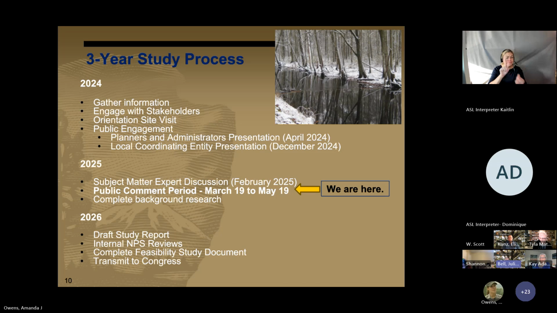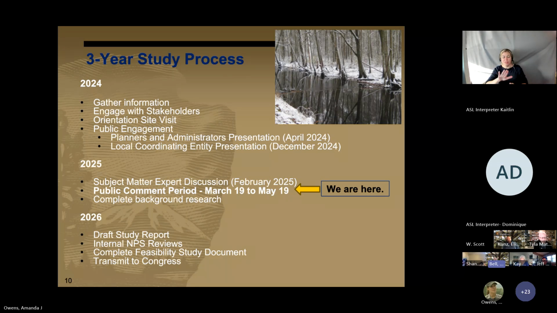And then we also reached out to potential coordinating entities, those institutions and organizations that might be interested in being the managing partner for a national heritage area. From that meeting, we did get interest from the city of Chesapeake saying that they were interested. So when we open it up for questions and comments, we'd like to hear your thoughts about that, or if you have other ideas of potential partners that could manage this area if it were designated a national heritage area.